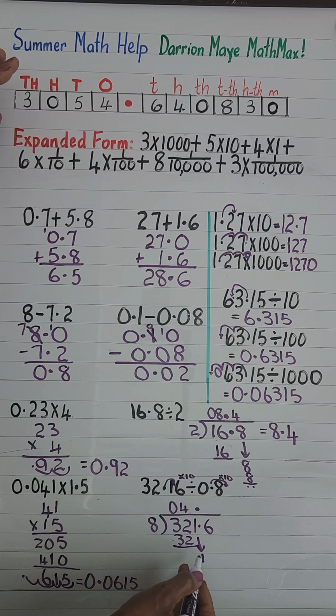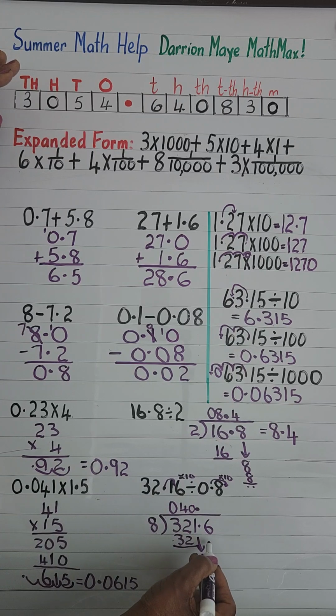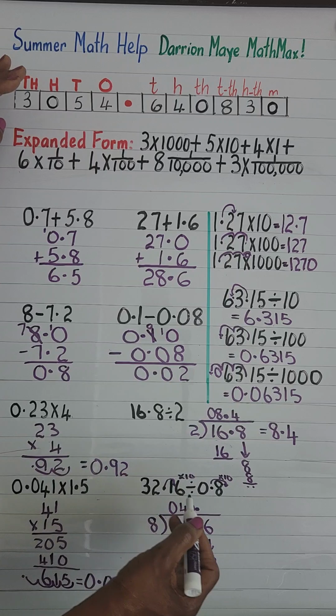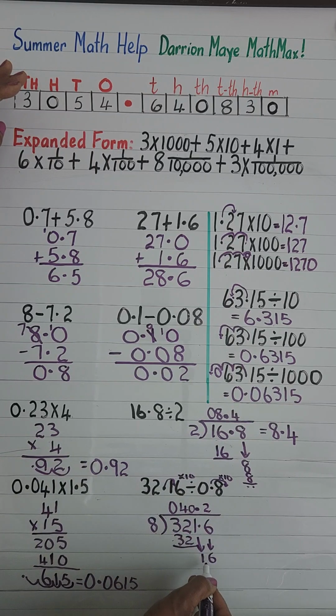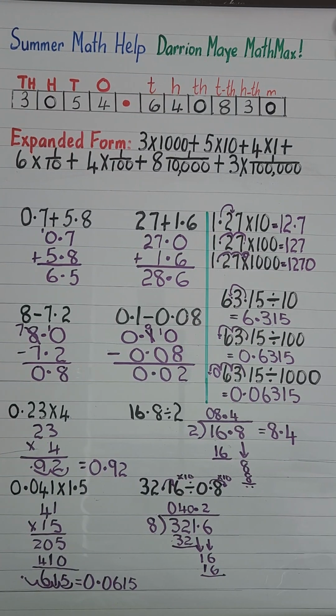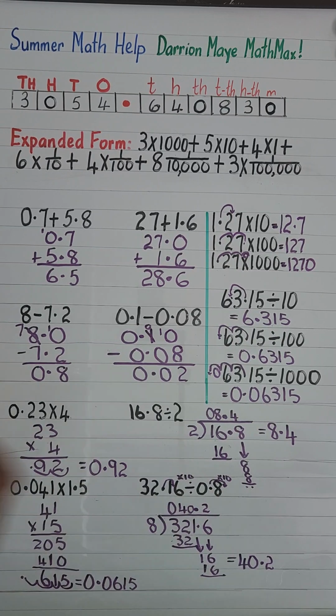How many times can 8 go into 1? 0 times. Bring down the 6. How many times can 8 go into 16? 2 times. 2 times 8, 16. And that is equal to 40.2.